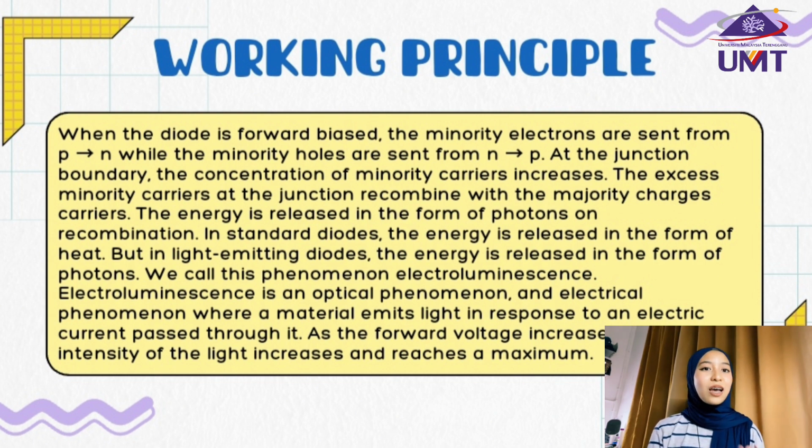In standard diodes, the energy is released in the form of heat, but in light-emitting diodes, the energy is released in the form of photons. We call this phenomenon electroluminescence. What is electroluminescence? Electroluminescence is an optical and electrical phenomenon where a material emits light in response to an electric current passed through it.